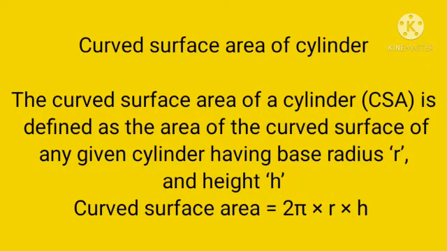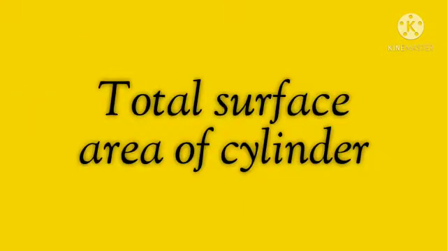Curved surface area of cylinder. The curved surface area of cylinder is defined as the area of curved surface of any given cylinder having base radius r and height h. Therefore, curved surface area of cylinder is equal to 2 multiplied by pi multiplied by radius r multiplied by height h.